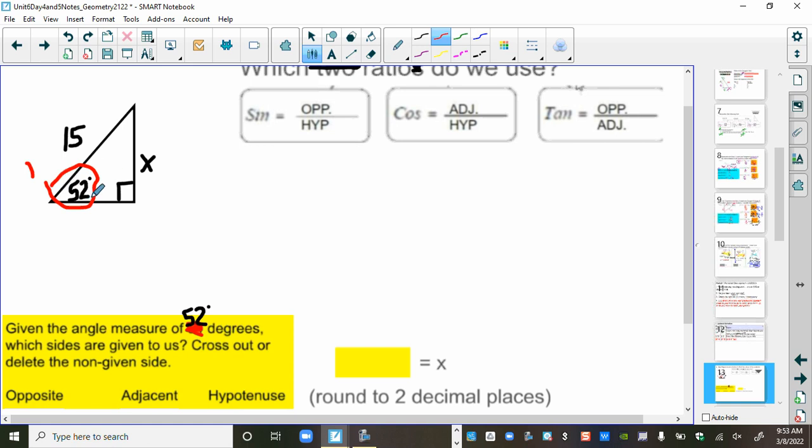Once you know which angle, because not the right angle, don't identify the right angle, because we already know what a right angle is. And with the right angle, we automatically know what else? If we have the right angle, what's directly across from that right angle? What's that guy called? The hypotenuse. So we have a hypotenuse. So right away we can put a 15.